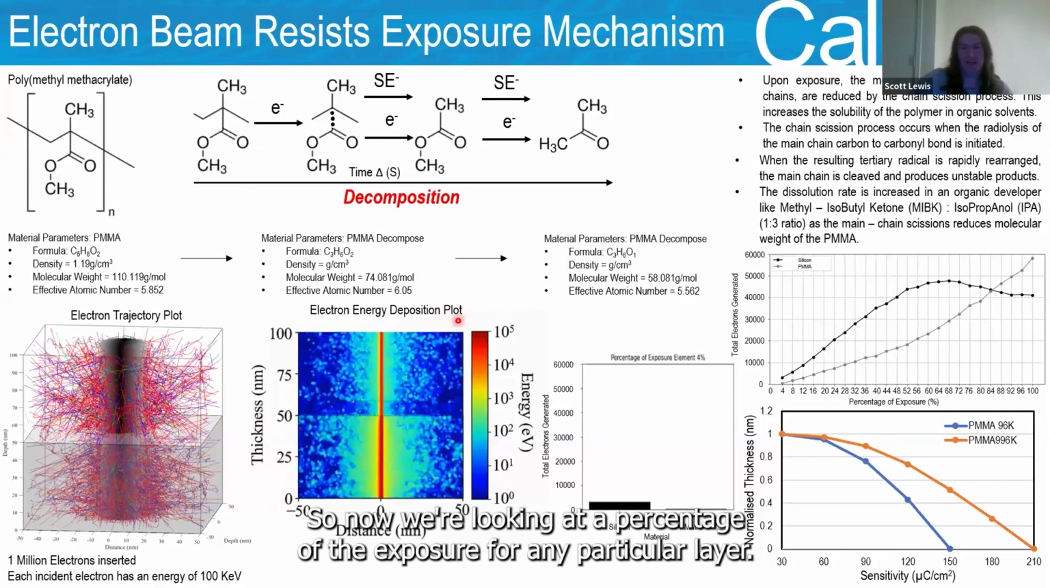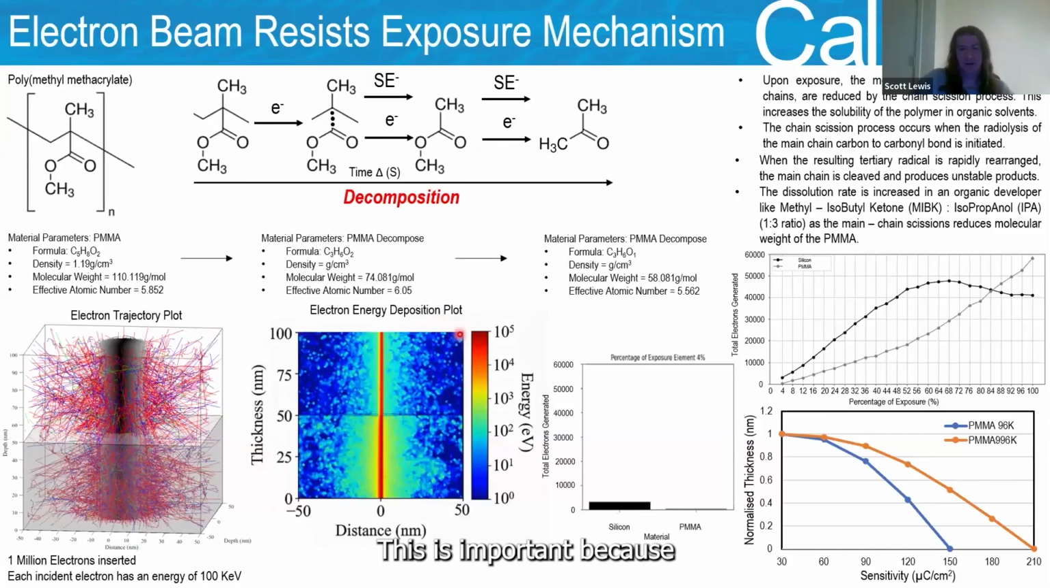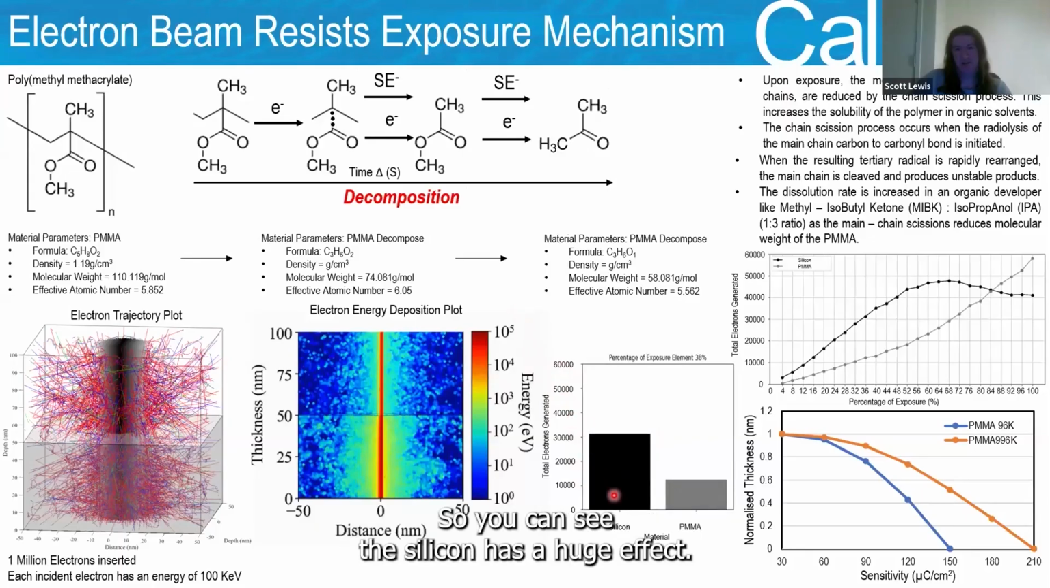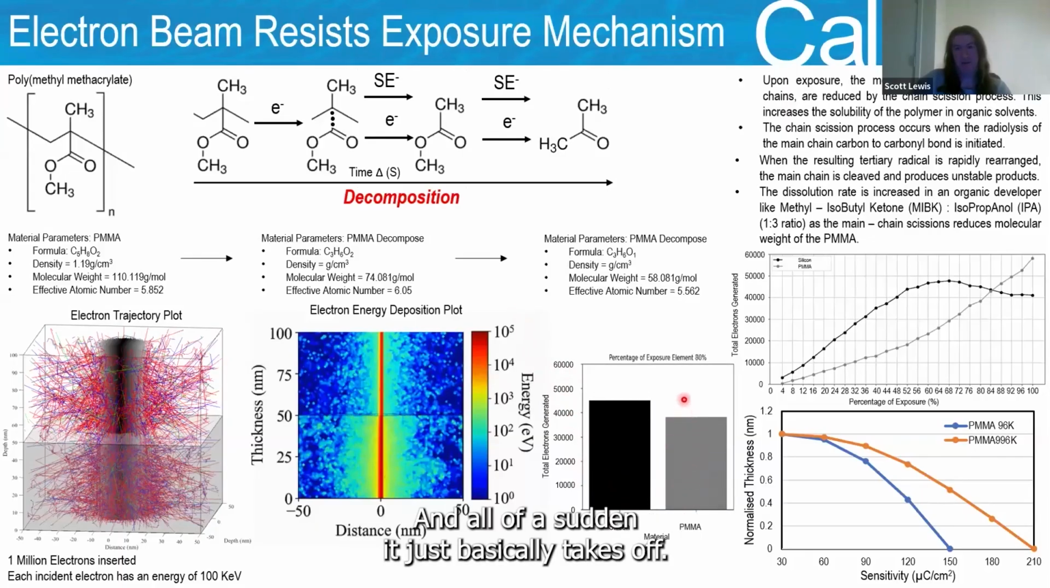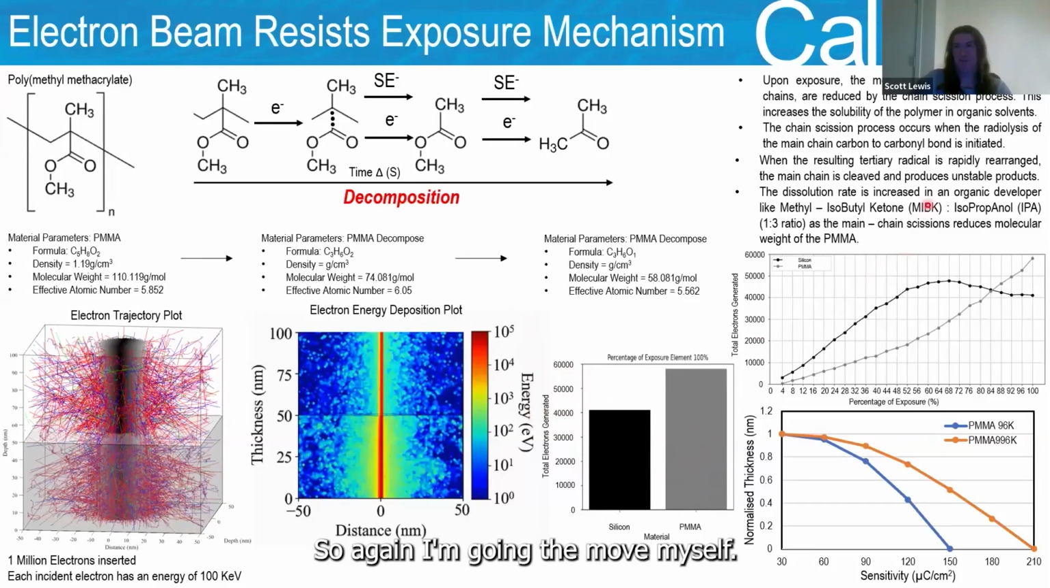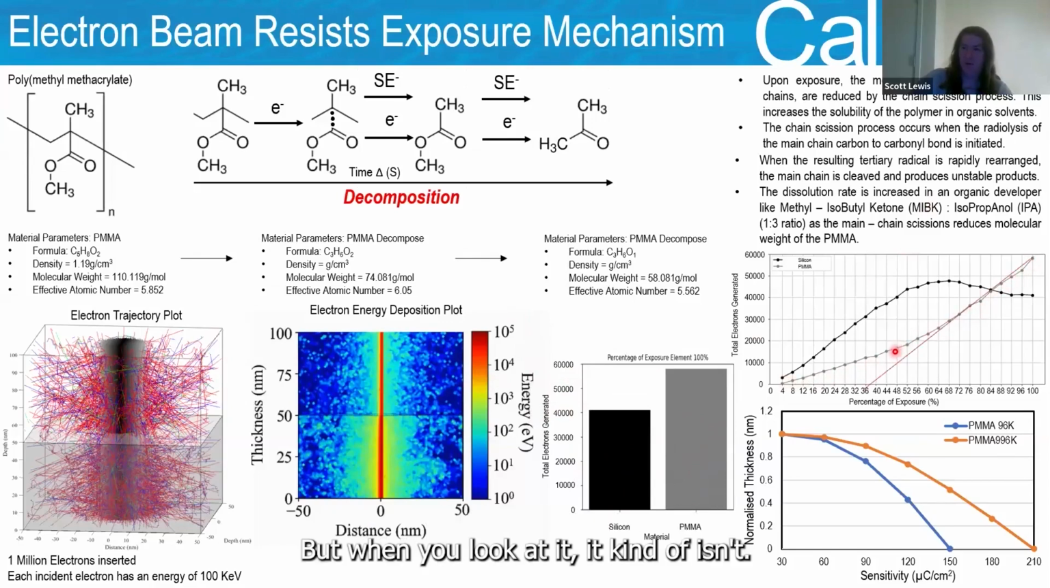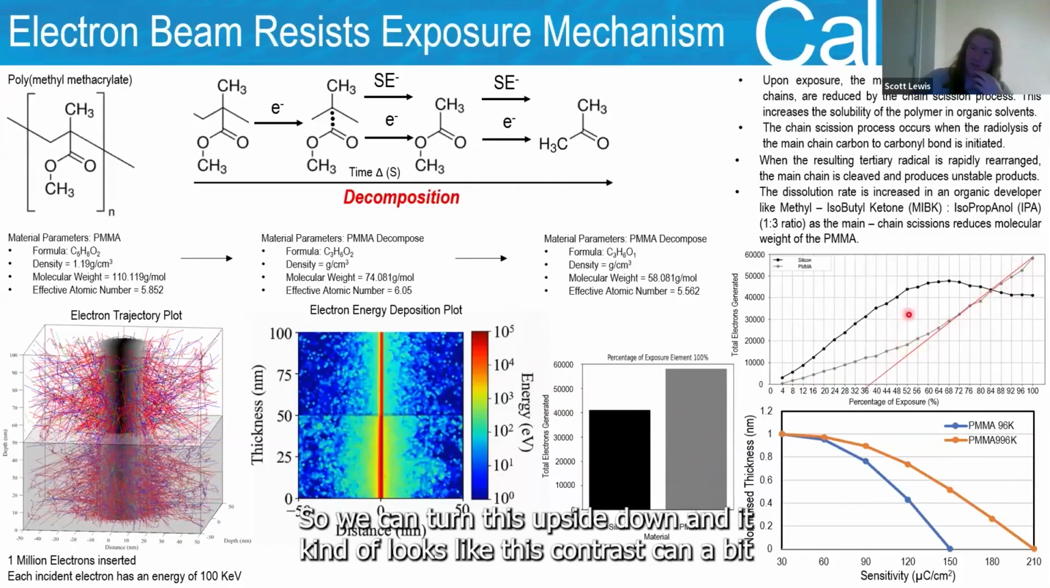So now we're looking at a percentage of the exposure of any particular layer. This is important because this undergoes a change, and this becomes a cumulative effect. Okay, so if I play this graph, you can see the amount of secondary electrons that are being generated. So you can see the silicon has a huge effect. Not a lot happens, and all of a sudden it just basically takes off. So again, I'm going to move myself, and we're kind of following this structure. So it kind of looks like this line. It kind of looks linear, but when you look at it, it kind of isn't. So we can turn this upside down, and it kind of looks like this contrast curve a bit.